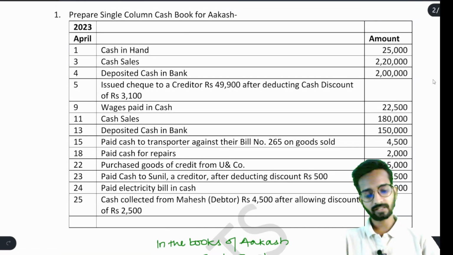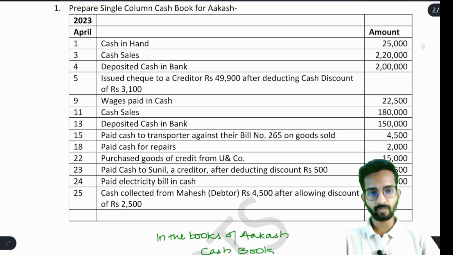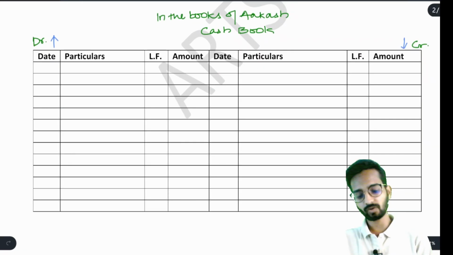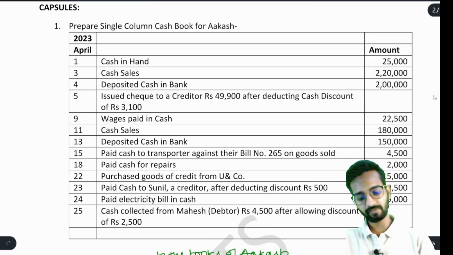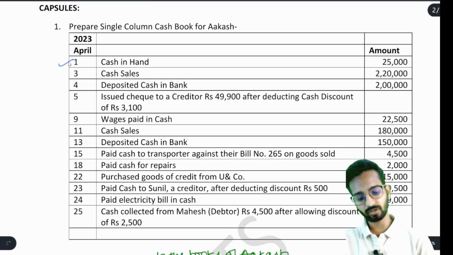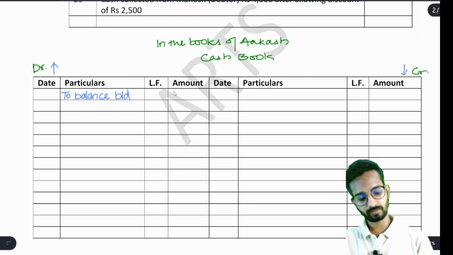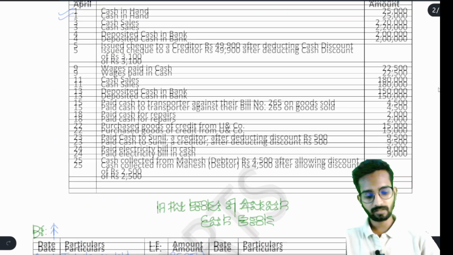Okay. Now check. What is the first transaction? It is cash in hand. Cash in hand how much? 25,000. So you will write here opening balance, which will come on the increase side. You will write here to balance b/d. How much is balance b/d? 25,000. Dates are given, so we have to mention the date also. Date is April 1st, 25,000.